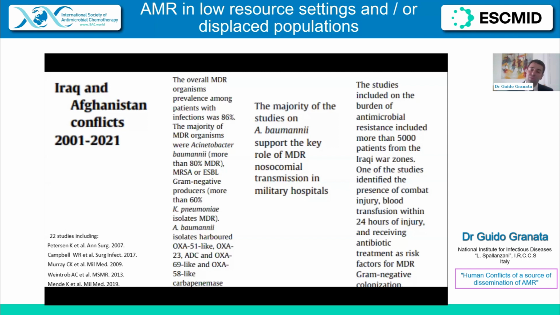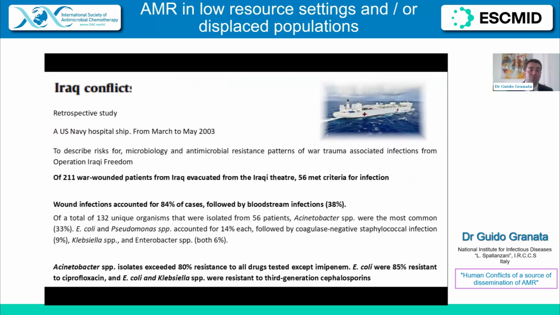And also, we started to have evidence of antibiotic treatment, and broad-spectrum antibiotic treatment, as a risk factor for the development of colonization by gram-negative multi-drug resistant bacteria. To give a few numbers to give an idea of the percentages we're speaking about, this study performed on a military ship during the Iraqi conflict included 211 war-wounded patients, and of them, 56 met criteria for infection. The majority of the infections were wound infections, but we also had bloodstream infections. Acinetobacter baumannii in this study exceeded 80% resistance to all the antibiotic compounds available at the time.